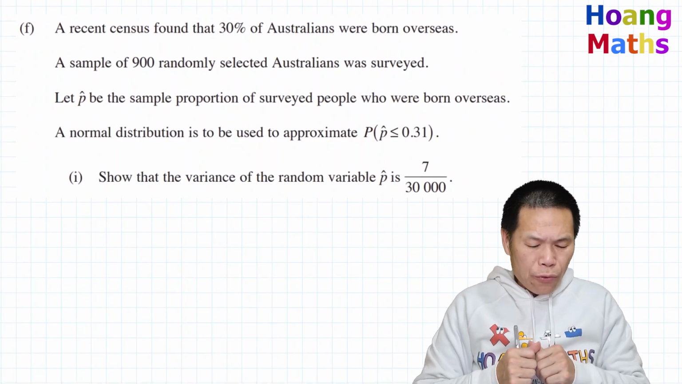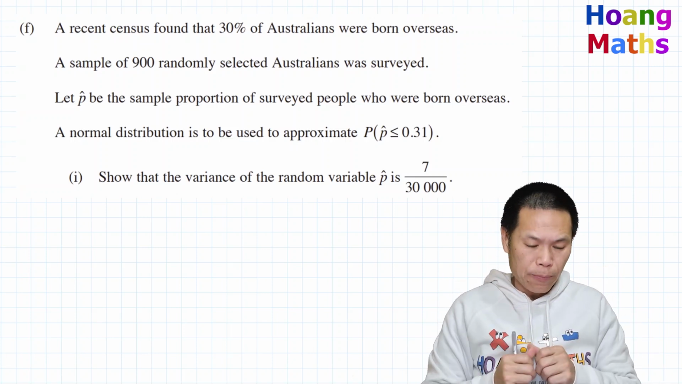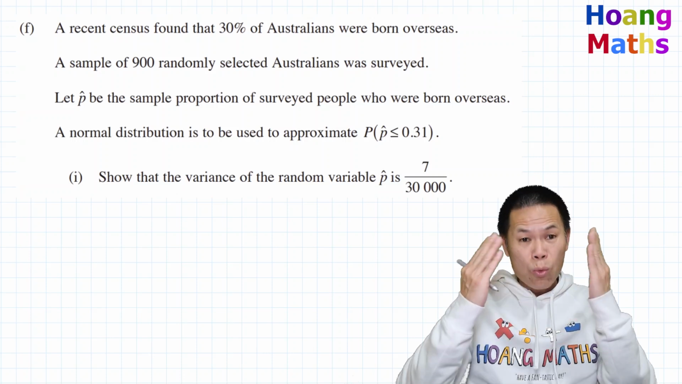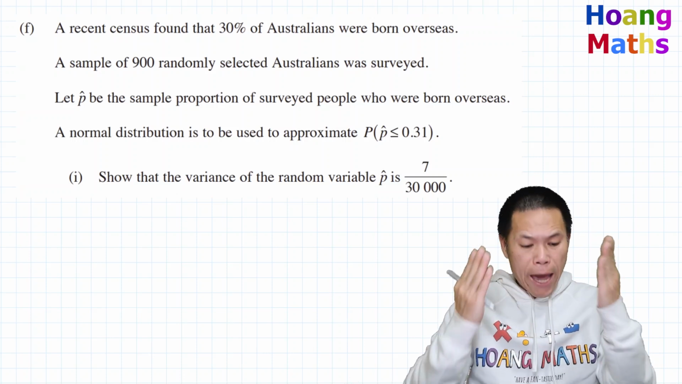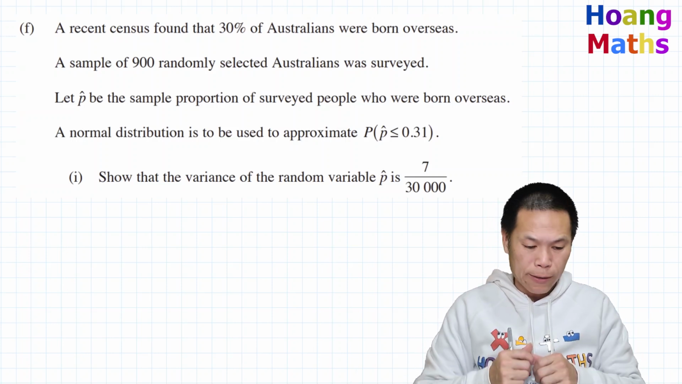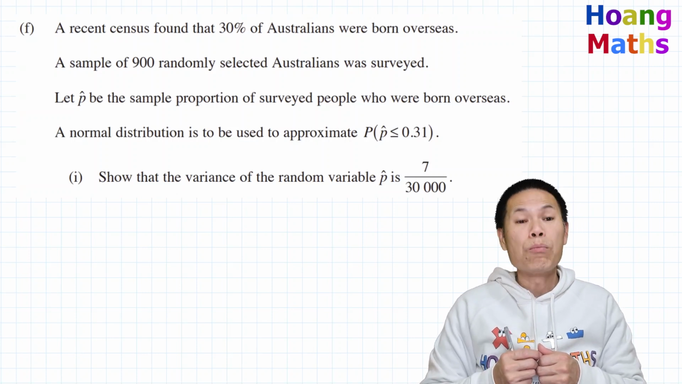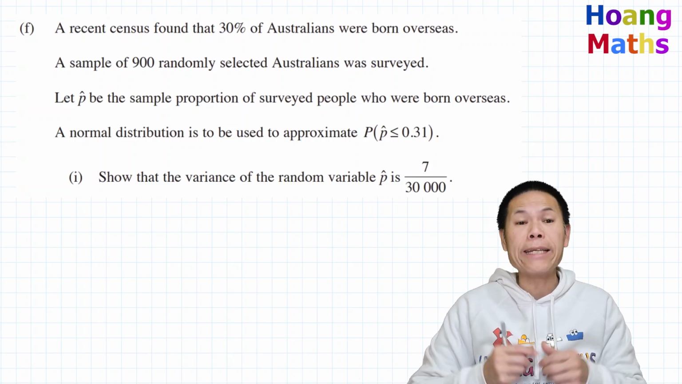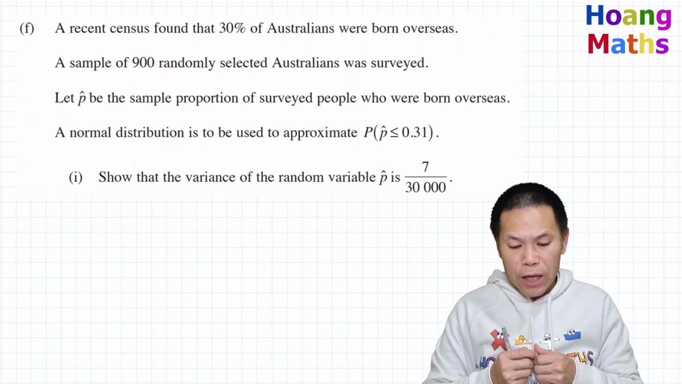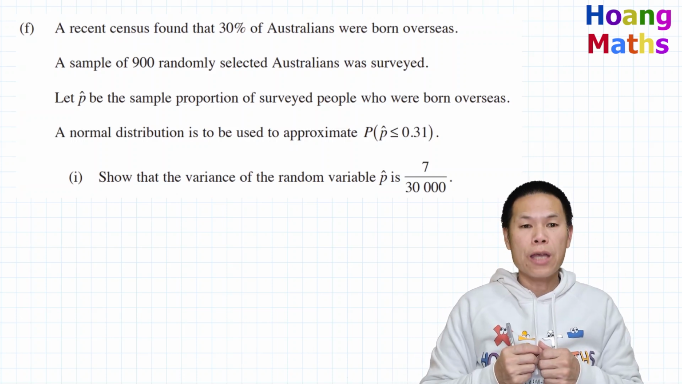Part F. A recent census found that 30% of Australians were born overseas. A sample of 900 randomly selected Australians was surveyed. Let p hat be the sample proportion of surveyed people who were born overseas. A normal distribution is to be used to approximate the probability of p hat less than 0.31. Show that the variance of the random variable p hat is 7 over 30,000.